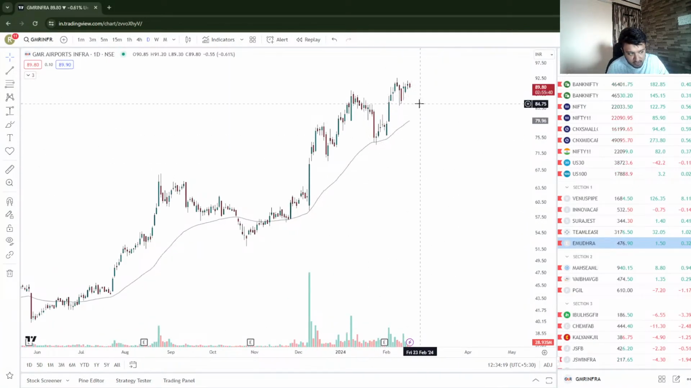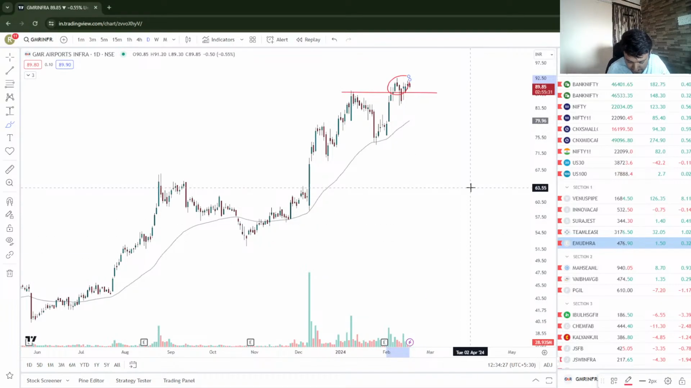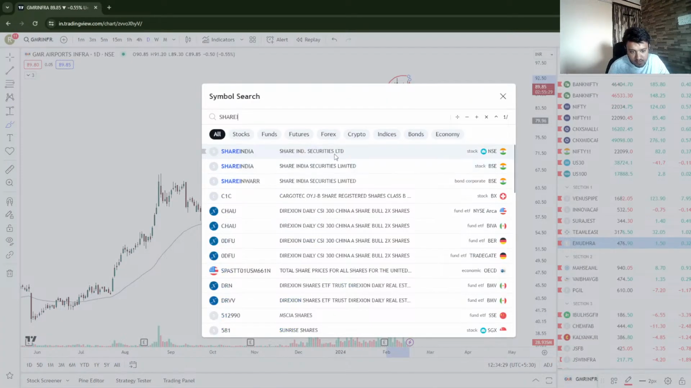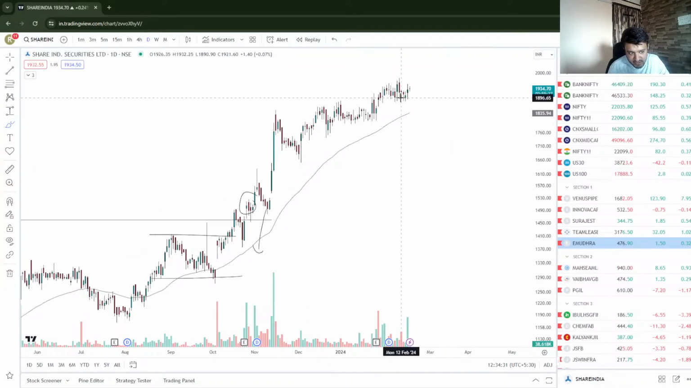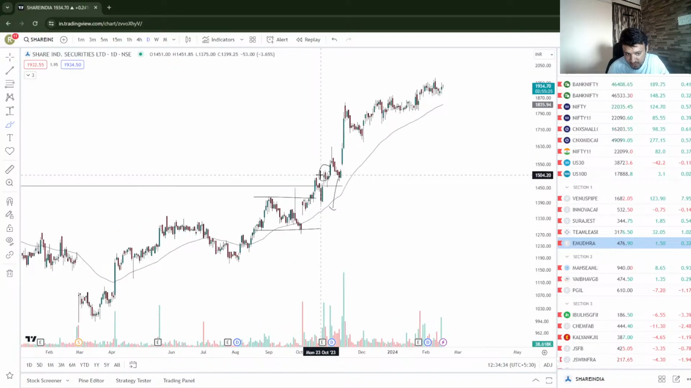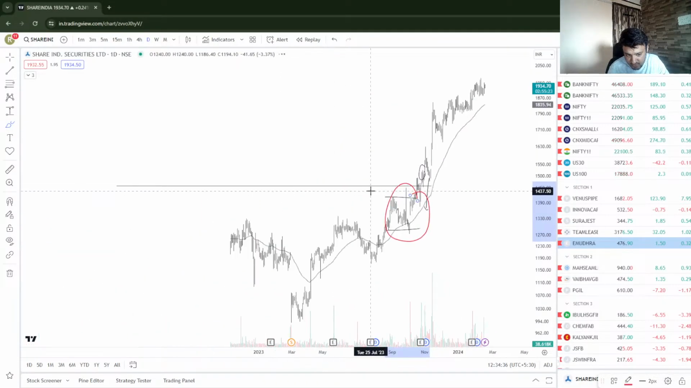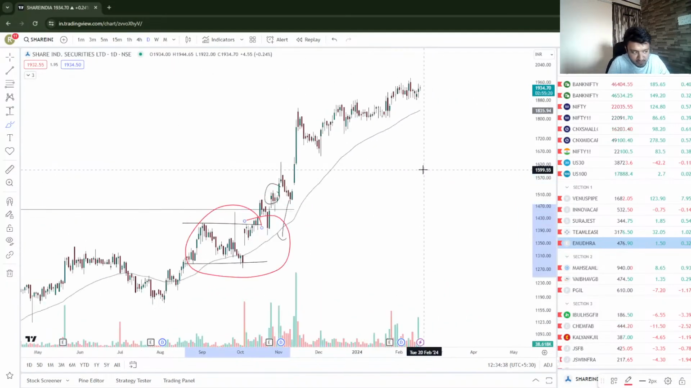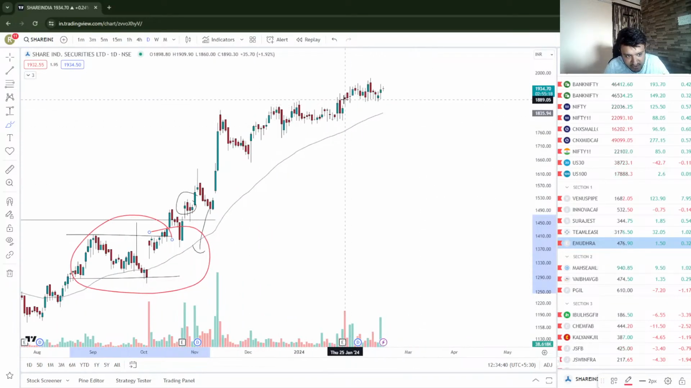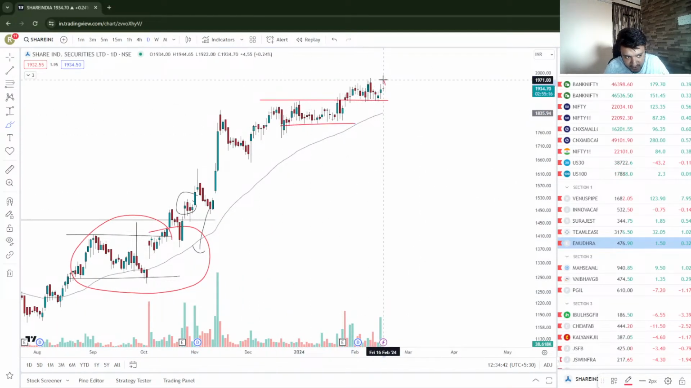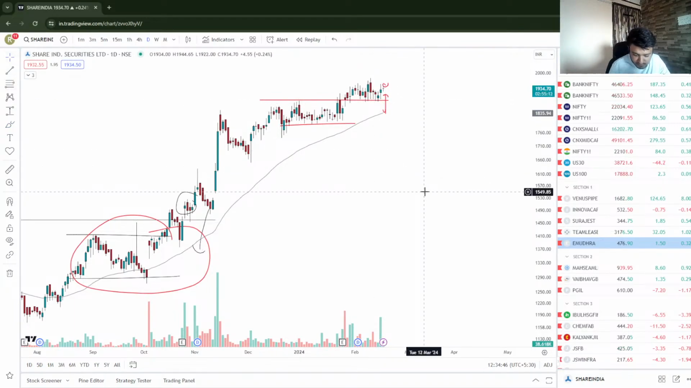GMR Infra is also gone. See, all these stocks, they're above the previous supply. It means it's in the middle of a trend already. So don't buy these stocks. Share India is also way up. The last time we talked about this was this base, which was a very strong time, I think, for this stock. But see, it's already way up. This is the previous base. It's right here, far from the EMA. It's too extended. Don't buy this.